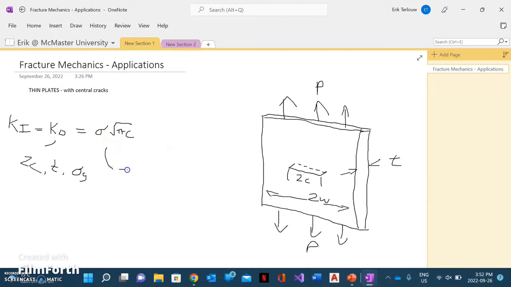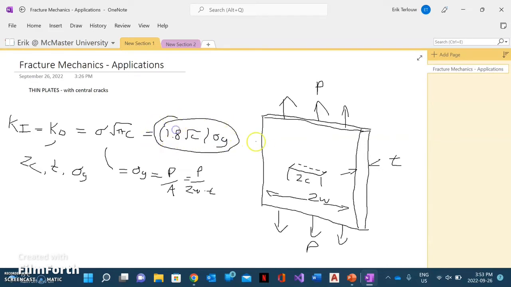Sigma is equal to sigma g, which is equal to the stress over the area, which is equal to stress over 2W times T. So this then is equal to 1.8 square root of C, which is the simplification of square root of pi and square root of C, times sigma g. This is your final equation.